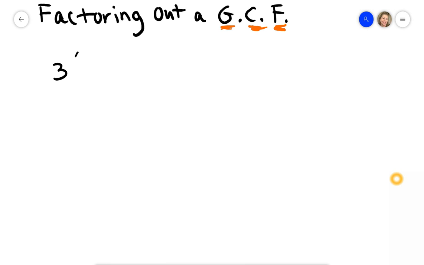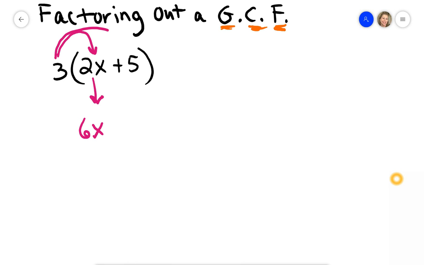Let's say you have 3, and then in parentheses you have 2x plus 5. When you distribute the 3, you multiply 3 times the 2x. That would be 6x. Then you go back and get the 3, and you distribute it to the 5. And 3 times 5 is 15. And that gives you your answer.